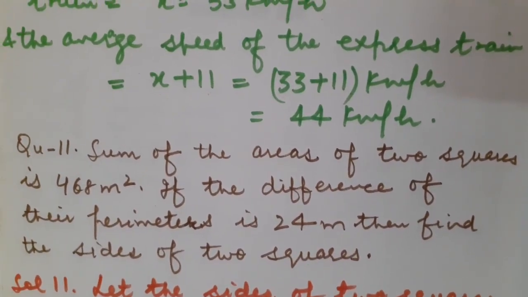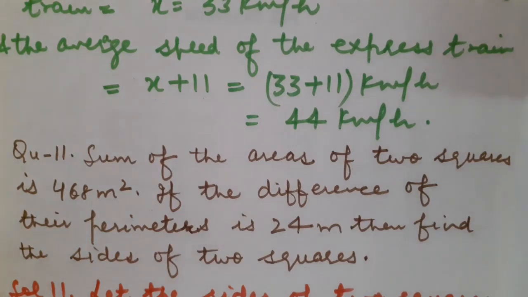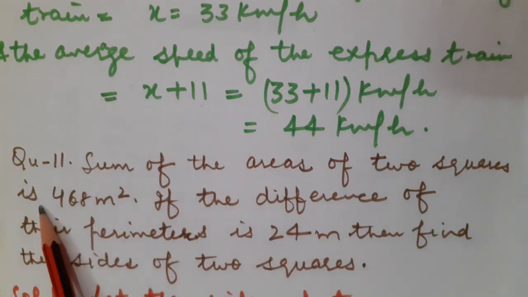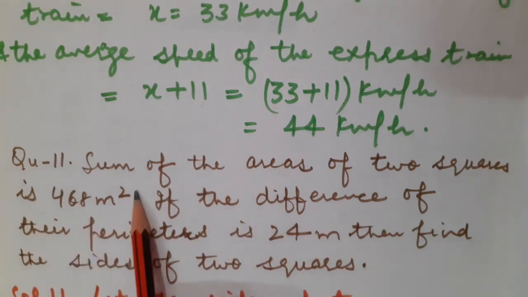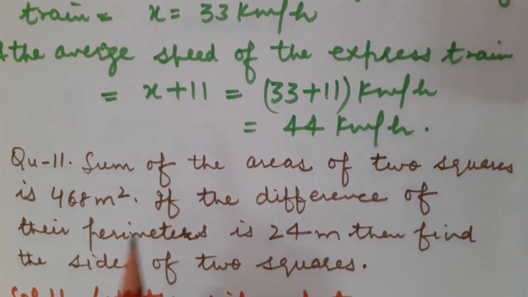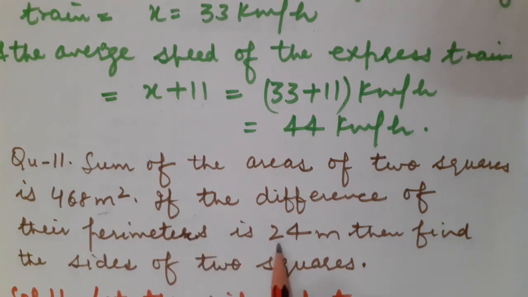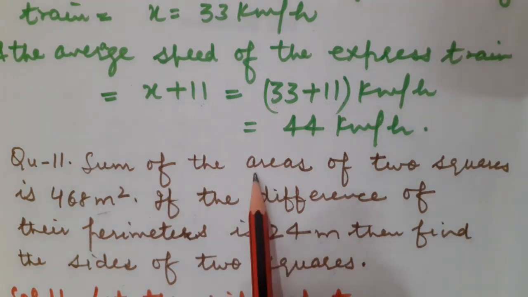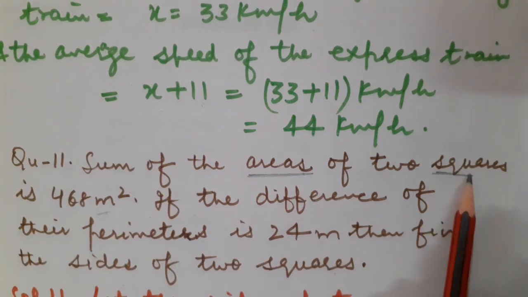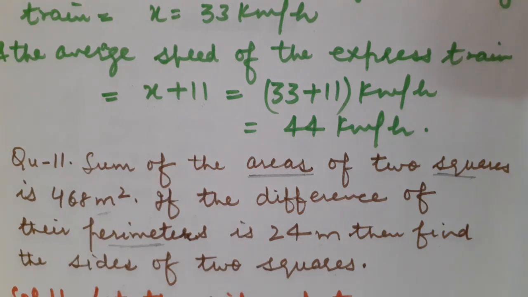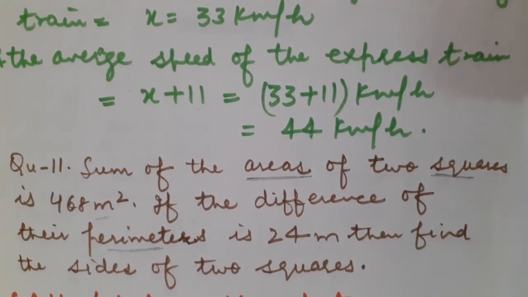Now let us switch to 11th question. This is the last word problem of this chapter. Fine. So let us start doing it. Sum of areas of two squares is 468 square meter. Area, you know, is always found in square unit. If the difference of their perimeters is 24 meter, then find the sides of two squares. Clear with the statement? We have to deal with the area of square, and we have to deal with the perimeter of square.